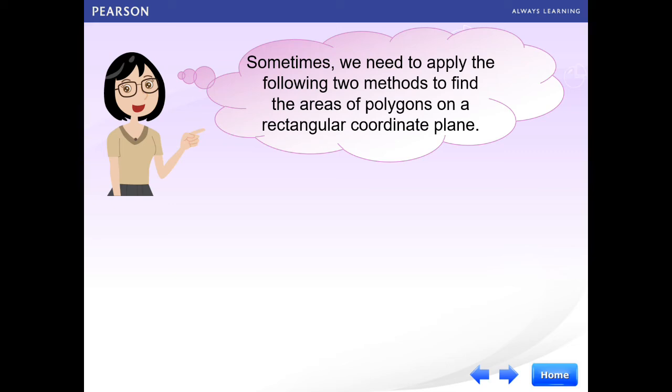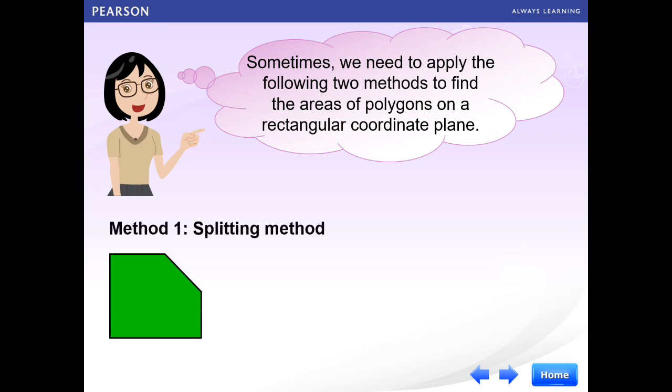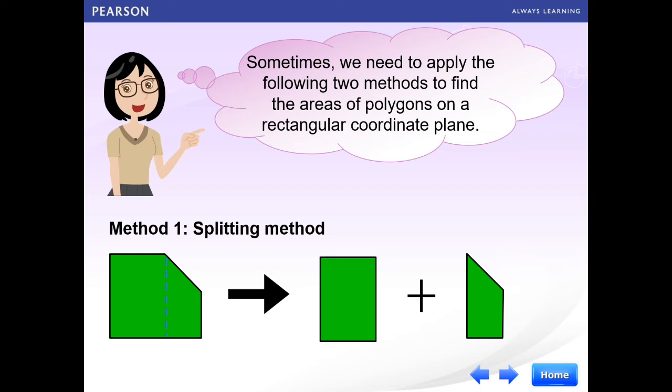And sometimes we need to apply the following two methods to find the area of polygons on a rectangular coordinate plane. But first, we will learn the first one, that is the splitting method. Splitting method means you will divide the figure you see into some polygons that you can use the formula to find. For example, you see this green figure, you will divide it into two figures, the rectangle and the trapezium, that you can apply the formula to find.